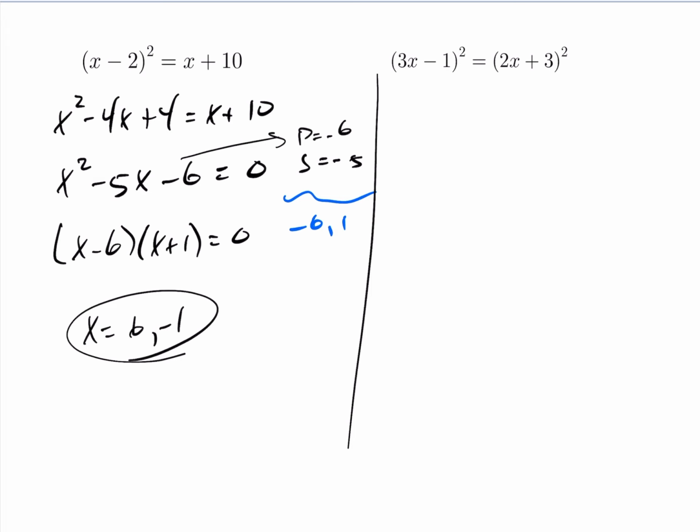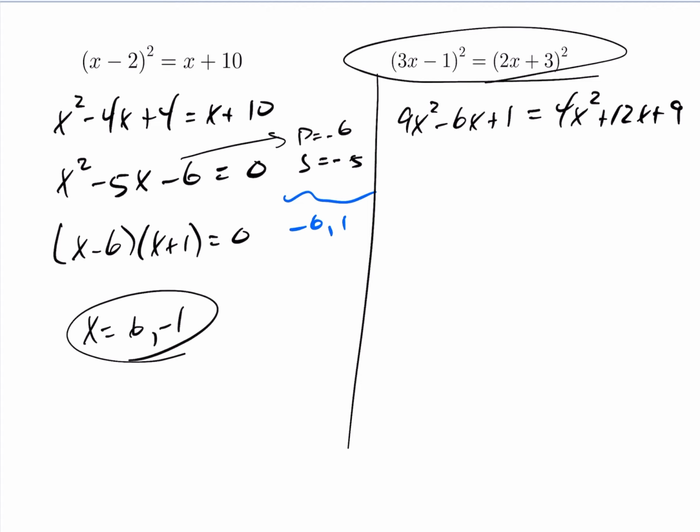On the right hand side here, we're going to go ahead and expand this out. So we're going to get the square of the first, first times second times 2, and the square of the last. And we're going to expand the right hand side again. Here we're going to get 4x squared, first times second times 2, and the square of the last. We get 9 this time. So again, now I've expanded everything out. I can bring everything to one side, giving me 5x squared minus 18x minus 8 equals 0.